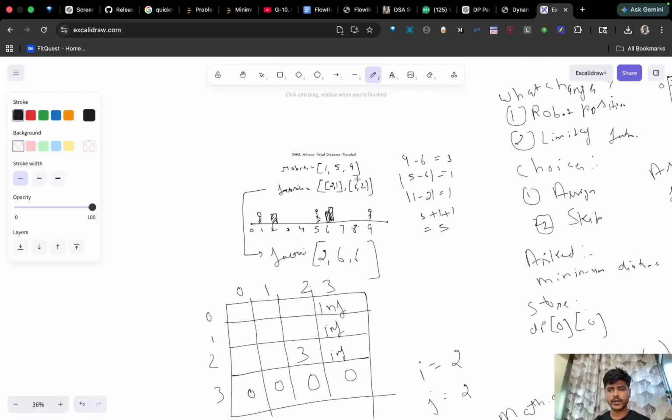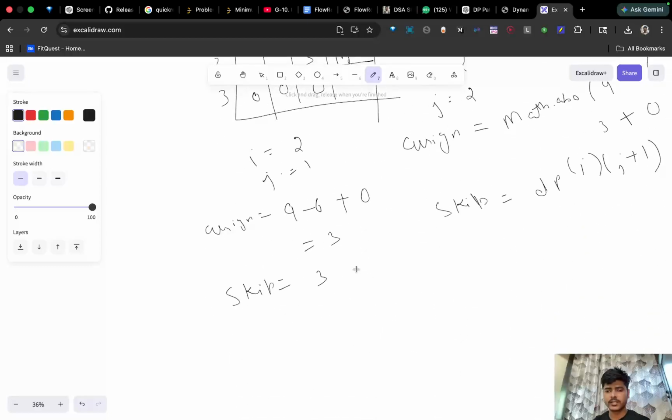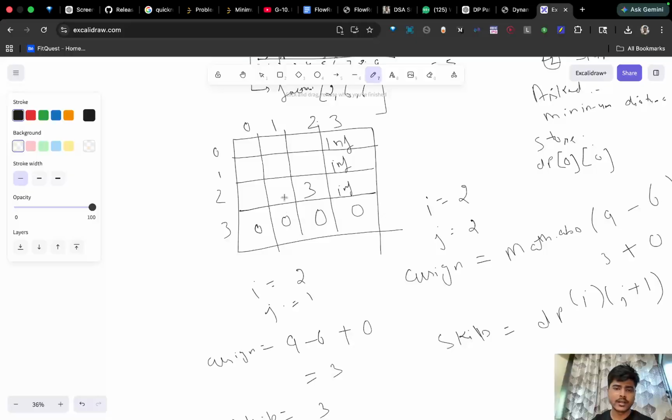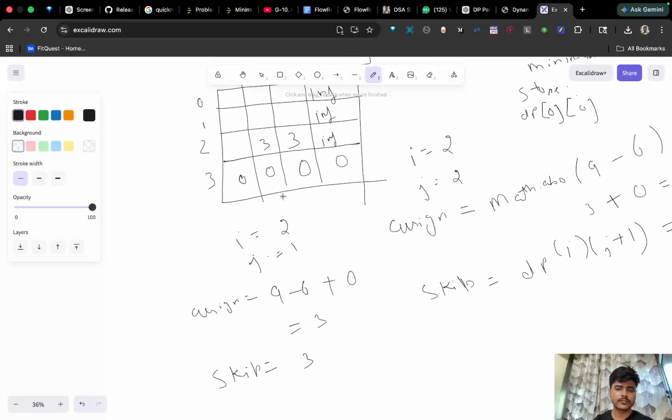And if I skip, I do not assign my robot 9 to the second factory, in that case I will be borrowing the answer from when I assign the robot 9 to the third factory here. And when I assign the robot 9 to the third factory, the answer was 3. So the skip is also 3. And what is the minimum of both? The minimum is 3. So I will be writing 3 here.